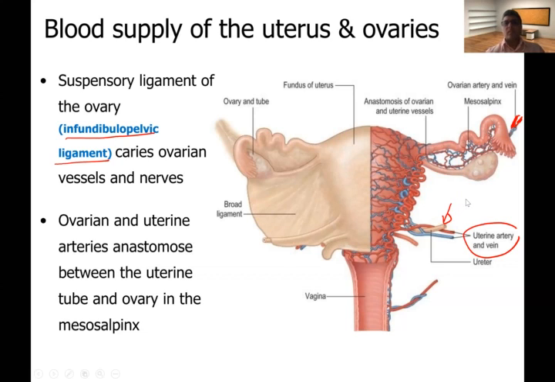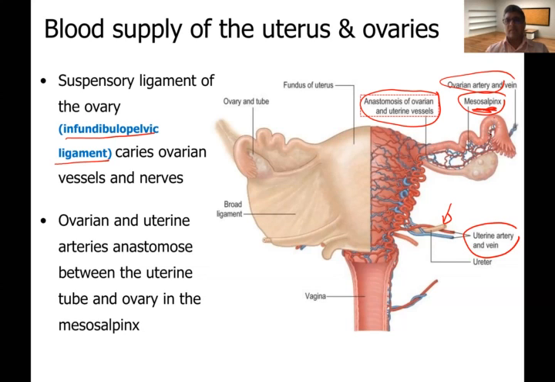Okay, so you can see the uterine artery coming here and giving several branches here. We'll come back to these branches later. You can see that the uterine artery gives rise to branches passing through the mesosalpinx and anastomosing with the branches from the ovarian artery. Okay, so the ovarian artery and vessels are here. There is an anastomosis between branches of the uterine artery and branches of the ovarian artery in the mesosalpinx area. You can see it here.